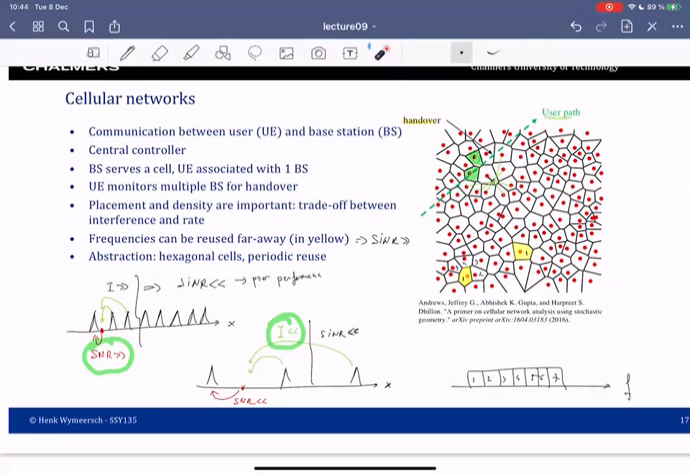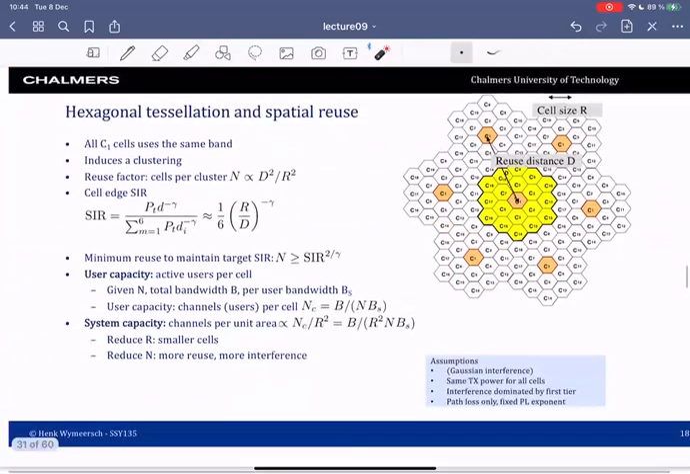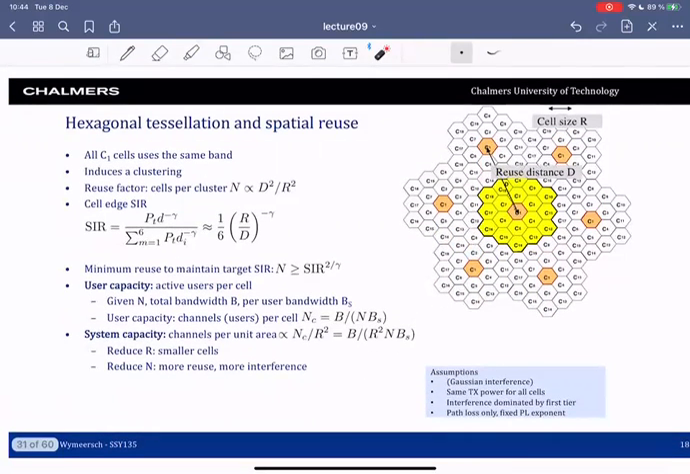We will spend one slide to analyze this in a little bit more detail, and to do this, we will make an abstraction. So we will no longer use these kind of irregular cells, but instead use hexagonal cells, and then have a periodic reuse scheme so that there's a period in the reuse across space. So this is what it will look like. This is called the hexagonal tessellation. So tessellation is just that you tile space with spatial reuse.